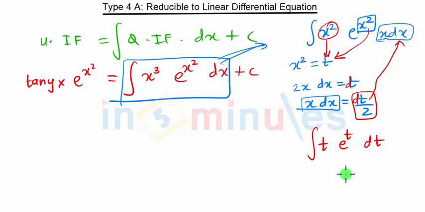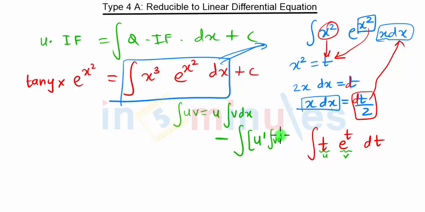So this is nothing but our simple u into v rule. What is the u into v rule? The u into v rule of integration is: we keep u as it is and integrate v with respect to dx, minus the integration of the derivative of u times the integration of v dx. So this is the general formula, and again we are going to apply it.